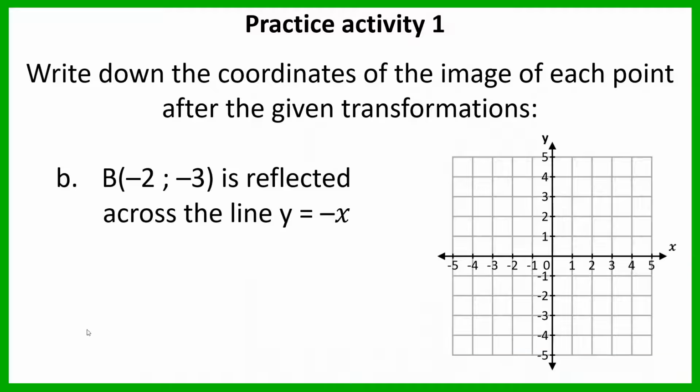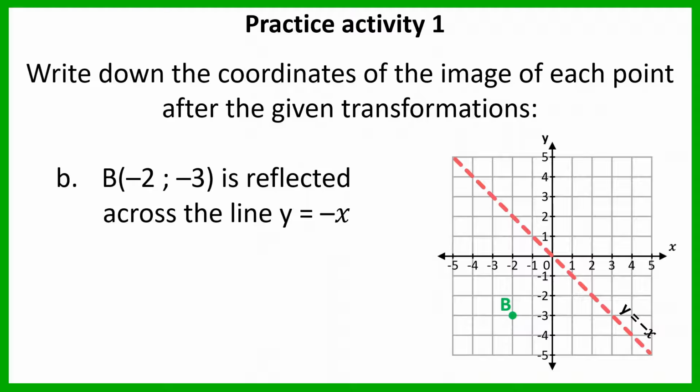Okay, so let's go through that. First we're going to plot the point B, which is this one over here, (-2, -3). Then if I put in the line y = -x, it's going to look like this. This is the line that we're going to be reflecting across, and it has the equation y = -x. Right, now I need to work out where B prime is going to be.